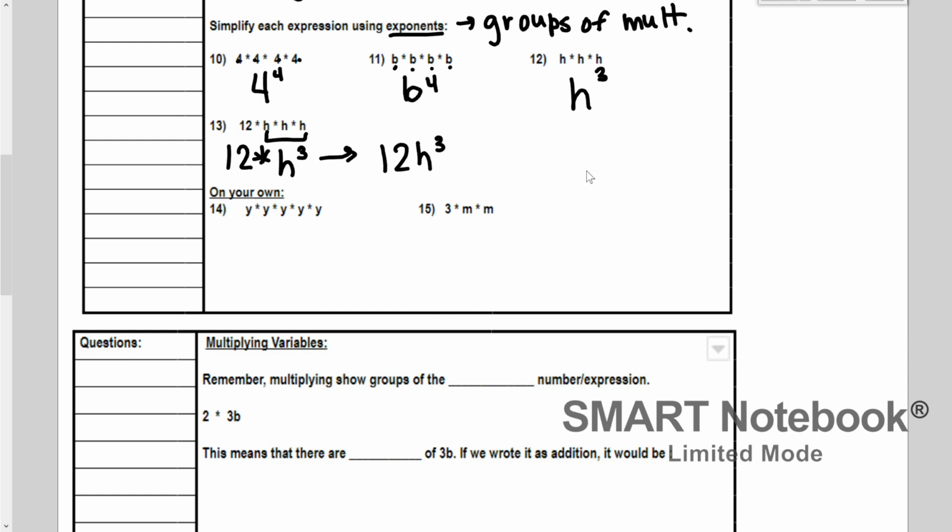All right, so here we have y is being multiplied, so y is our base. 1, 2, 3, 4, 5 times. Here we have m is being multiplied 2 times, and then that's being multiplied by 3. So we drop out that multiplication sign. This becomes 3m to the power of 2. These mean the exact same thing. This is just more simplified because it drops out that multiplication sign.